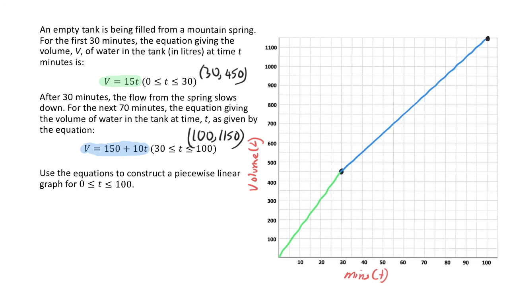We can see that we've got our two equations: V equals 15t in green, and V equals 150 plus 10t in blue.